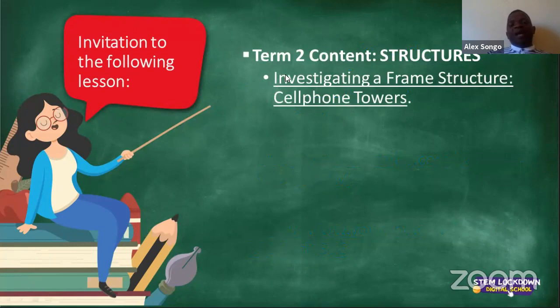So what are we doing in our next lesson? We are still focusing on term 2. We are looking at structures. That is the strand of technology grade 7 that we're looking at. And we are investigating the frame structure. That is the cell phone tower. Because we don't want to say, go and make a cell phone tower when we have not actually taught you or told you what a cell phone tower is. So that's what we are doing. Please make sure that you are here and excited because this is going to assist you and it's going to help you.